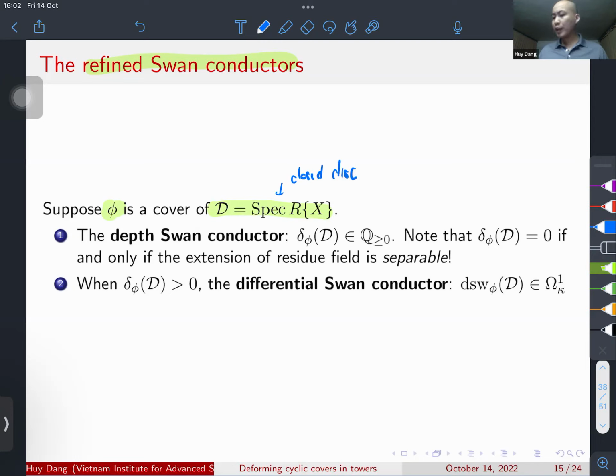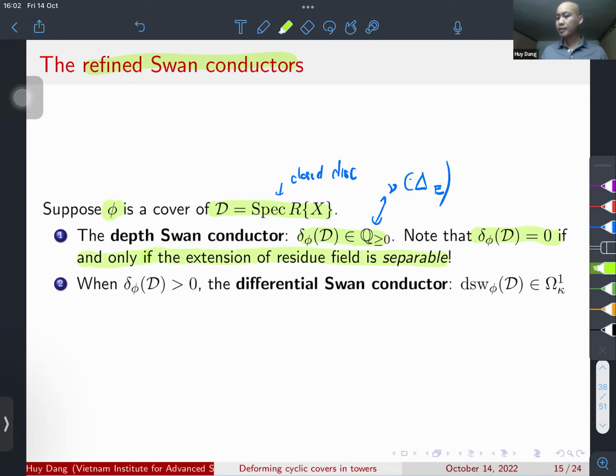Then we can define two invariants. The first one is the depth Swan conductor. The depth Swan conductor is analogous, parallel to the valuation of the discriminant for an elliptic curve. For instance, it tells you that the depth Swan conductor is 0 if and only if the extension of the residue field is separable.